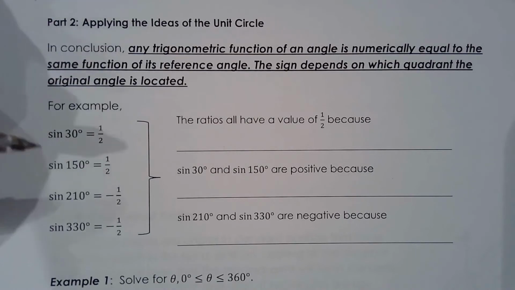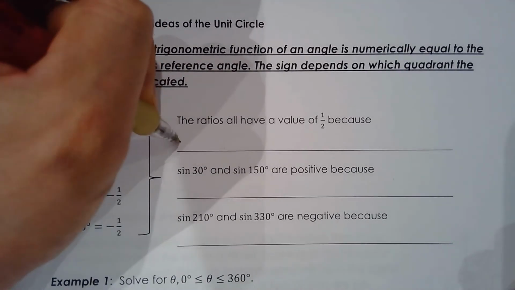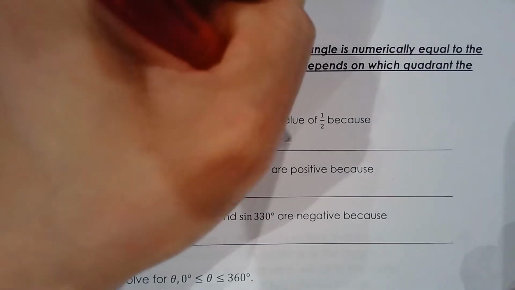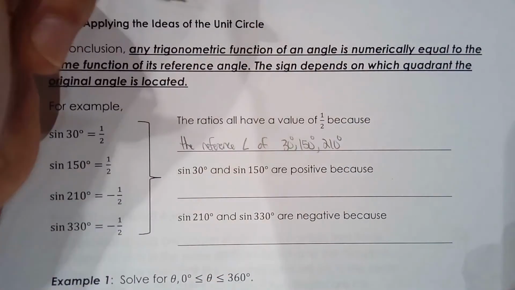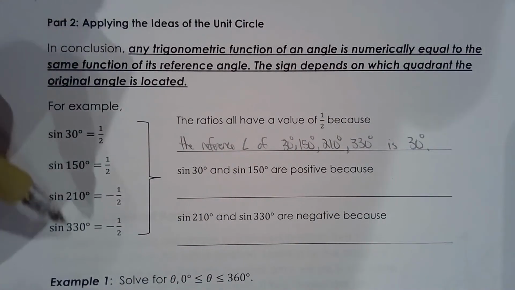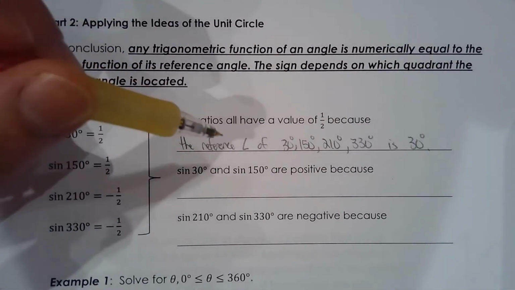The ratios all have a value of 1/2 because the reference angle of 30 degrees, 150 degrees, 210 degrees, and 330 degrees is 30 degrees. Because the reference angle of 30, 150, 210, and 330 are all 30 degrees, if you can imagine, you're drawing those congruent triangles inside the circle in quadrants 1, 2, 3, and 4. The magnitude of the ratio is 1/2.